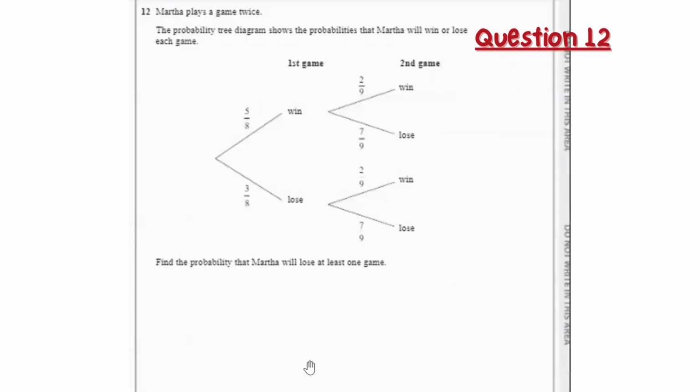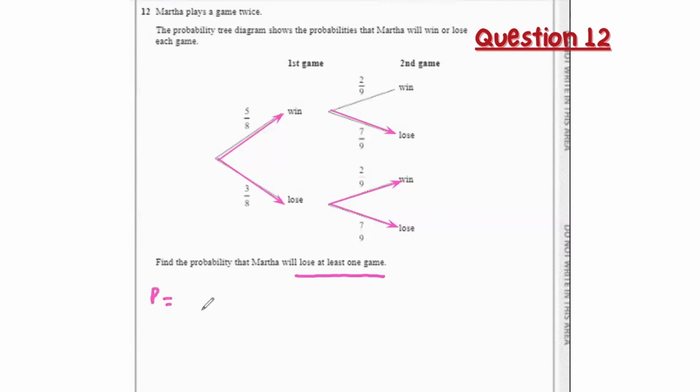The probability tree diagram shows the probabilities that Martha will win or lose each game. Find the probability that Martha will lose at least one game. So to lose at least one game, she can win the first game and lose the second game. She can lose the first game and win the second game, or she can lose the first game and lose the second game again. Because as you can see, the question says we have to find the probability that she will lose at least one game, which means she can lose 2 games as well.